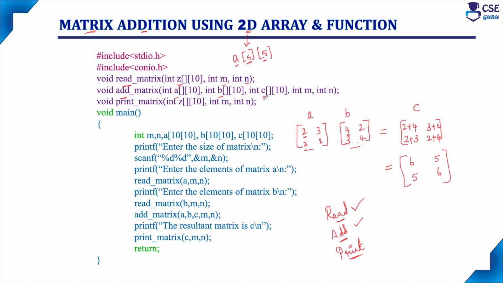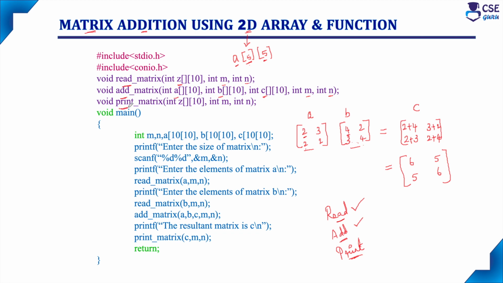Why are we sending matrix C? Matrix C memory should be allocated and ready to store the values. So that memory structure we have to send. Only then, after adding, the result will be stored in this matrix. So we need to send matrix C also. We have to declare matrix C and send it as a parameter to the user-defined function add matrix, and then int m and n. In all these 3 user-defined functions, m and n represent the row size as well as the column size.